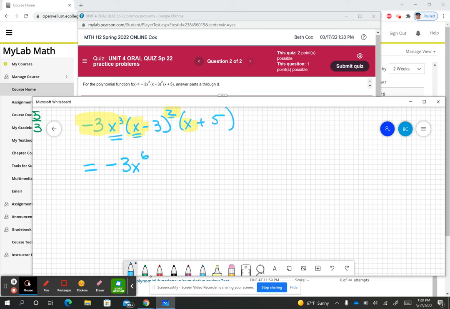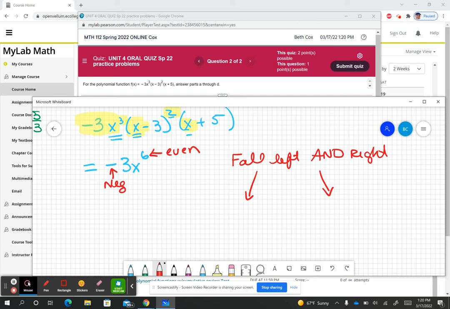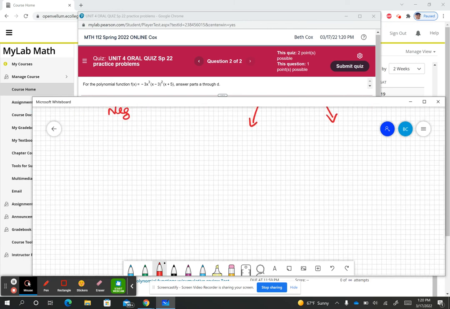There's 3 here, plus 2 here. That's 5, plus 1 here. So my leading coefficient is a negative 3x to the sixth. So we have even, and we have negative. So this is going to fall left and right. We're looking at fall left and right. So that's part A.